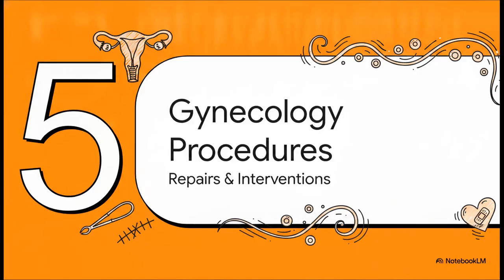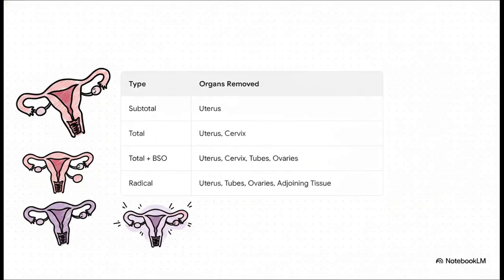Finally, let's wrap up with Section 5, gynecological procedures and repairs. Hysterectomies are incredibly common, but they're often misunderstood. The procedure actually scales up in intensity based on medical necessity. It starts with a subtotal hysterectomy, which removes just the upper uterus but intentionally preserves the cervix. A total hysterectomy takes both the uterus and the cervix. If we need to go further and add a bilateral salpingo-oophorectomy, we are now removing the uterus, cervix, both fallopian tubes, and both ovaries. And finally, for the most severe cases, like spreading cancer, a radical Wertheim's procedure removes all of those organs plus the adjoining pelvic tissues.